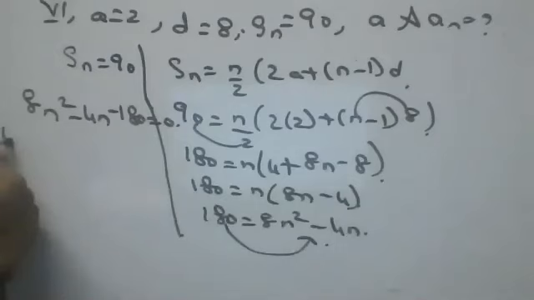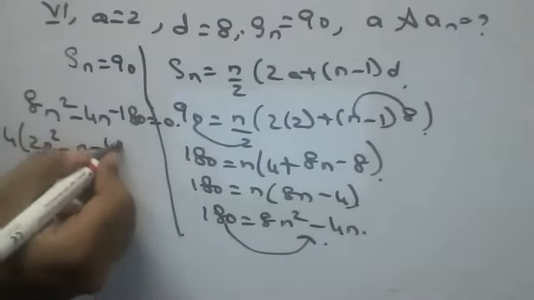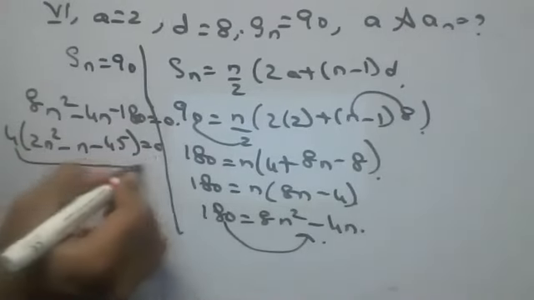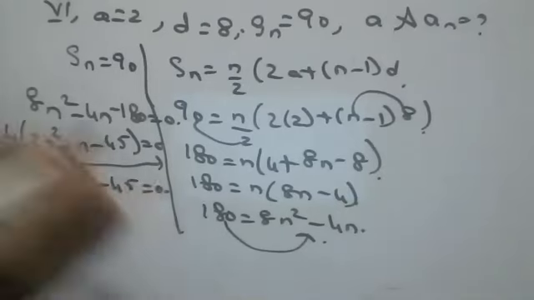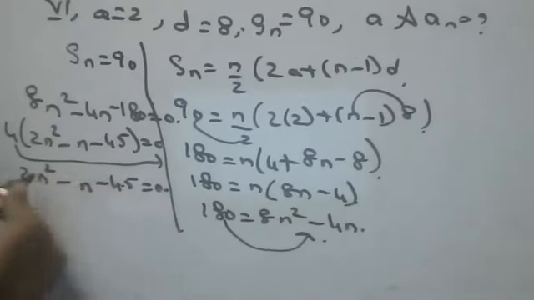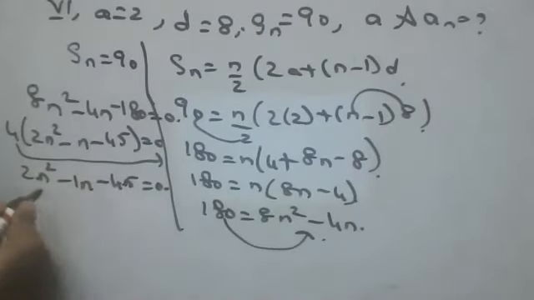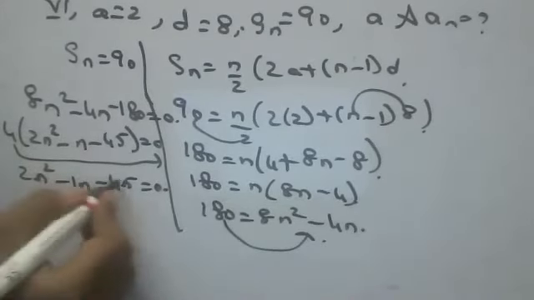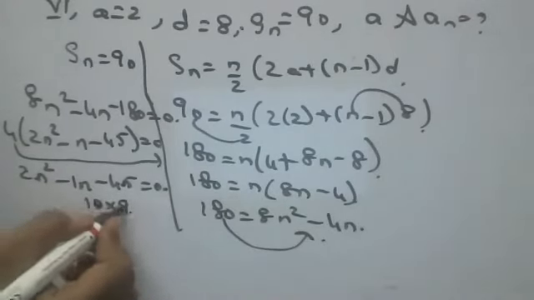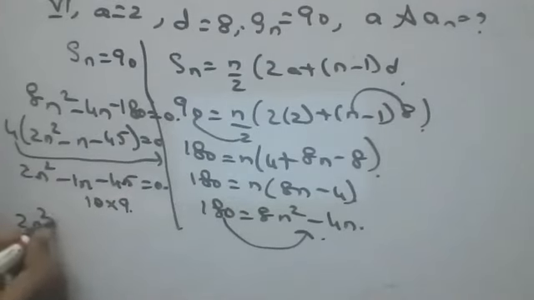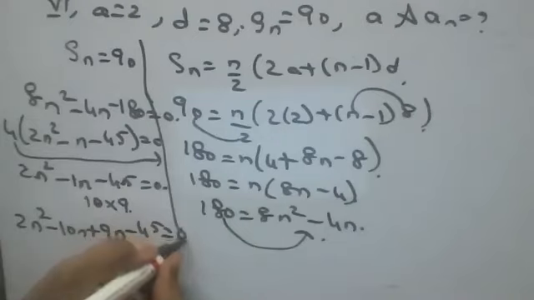Okay children, take 4 common. 2n square minus n minus 45 is equal to 0, since 4 times 45 is 180. For the n value, multiply 2 and 45 to get 90, children. The middle term you should get. So for 90, we take 10 into 9. 10 into 9 is 90, and 10 minus 9 is 1, children. 2n square minus 10n plus 9n minus 45 is equal to 0.